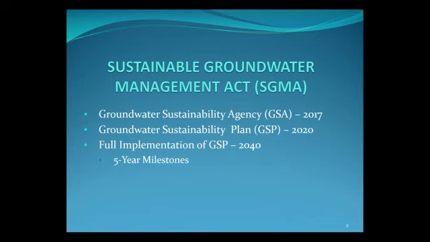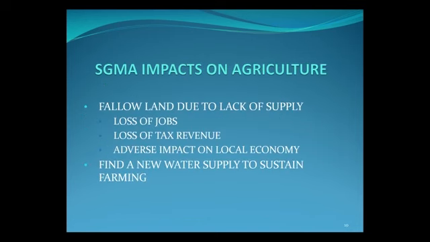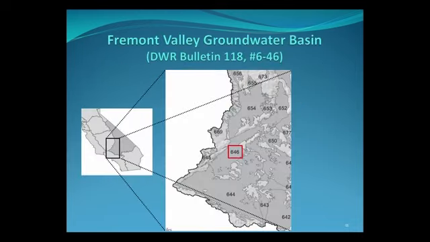That counts for the Kern County subbasin where Mr. Gardner has his farming operation. It also counts for the Indian Wells Valley Basin, as you know. The impact of SGMA on agriculture, particularly on Mr. Gardner, is you either find a new water supply or you fallow ground. There's no two ways about it. And if you fallow ground, you lose jobs, you lose tax revenue for the county, you have adverse impacts on the local economy. So we're trying to find a new water supply.